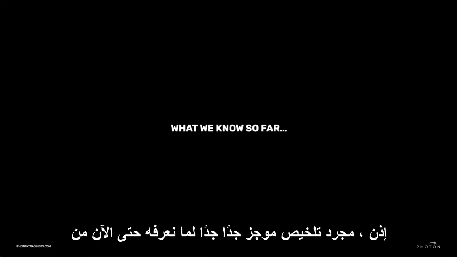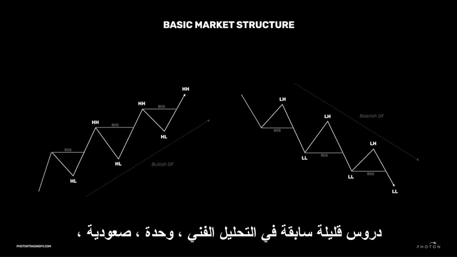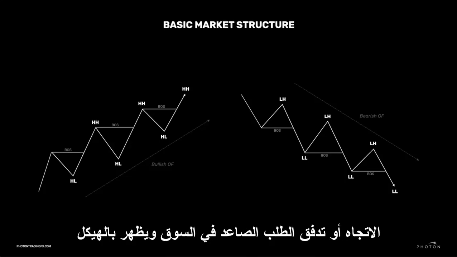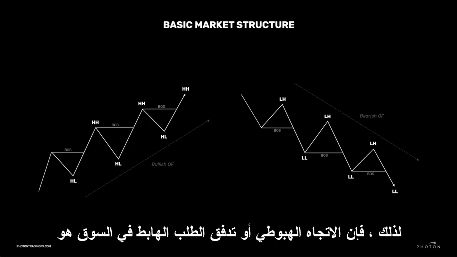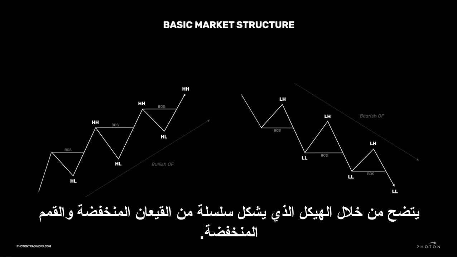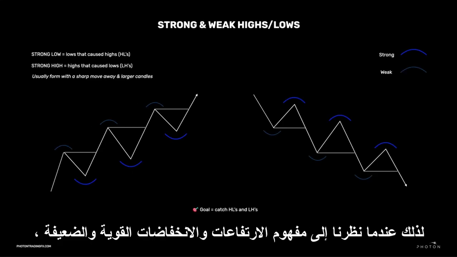So just to very briefly summarize what we know so far from the previous few lessons in the technical analysis module, a bullish trend or bullish order flow in the market is shown by structure forming a series of higher highs and higher lows. Therefore, a bearish trend or bearish order flow is shown by structure forming a series of lower lows and lower highs. And whenever price breaks structure, we then expect what? We expect a pullback on that time frame.